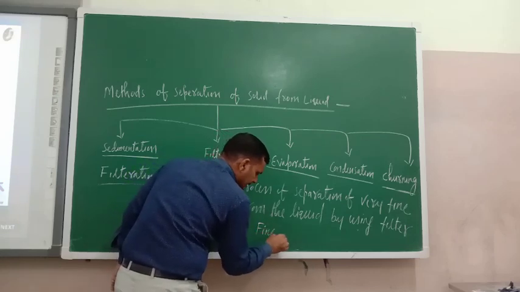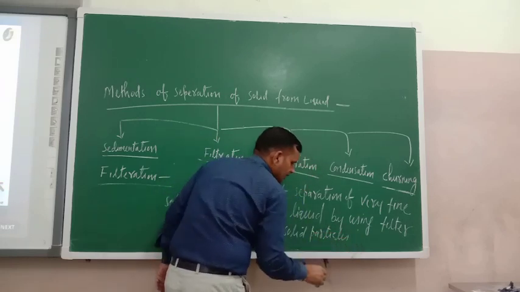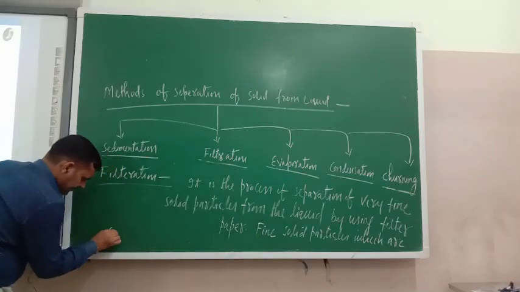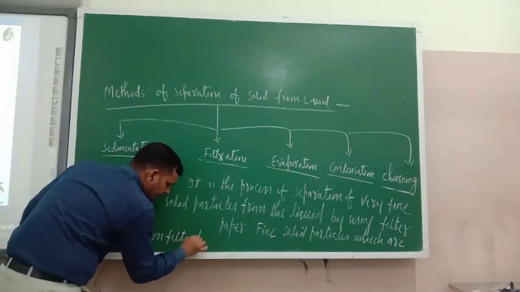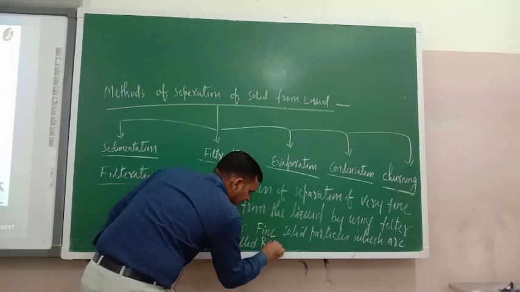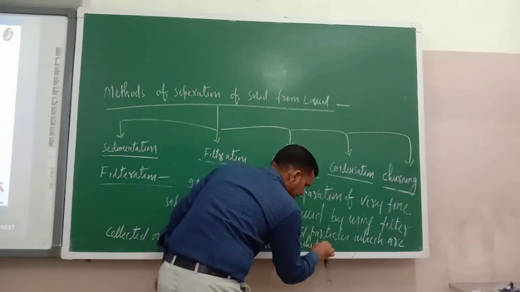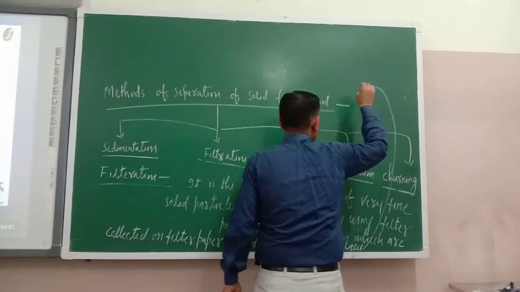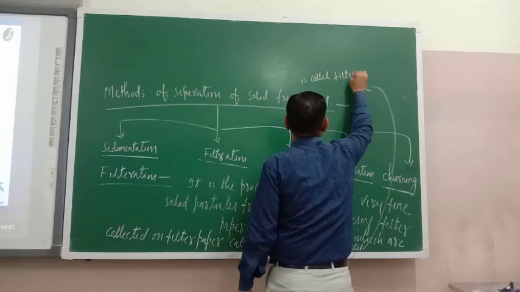Fine solid particles which are collected on filter paper called residue, while rest liquid is called filtrate. What is this one? Filtrate.